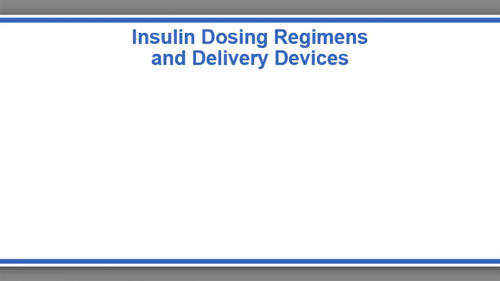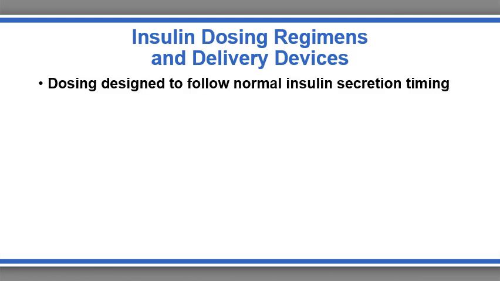So insulin dosing regimens and delivery devices. Again, we're looking to basically simulate as closely as possible the insulin secretion by the body. So that's basically what we're looking to do. So the dosing is designed to follow that. Basically, with each method, you maintain basal insulin levels. For instance, boluses of short or rapid acting insulin are going to be delivered before meals. And again, the choice of this is going to be done in collaboration with the physician.